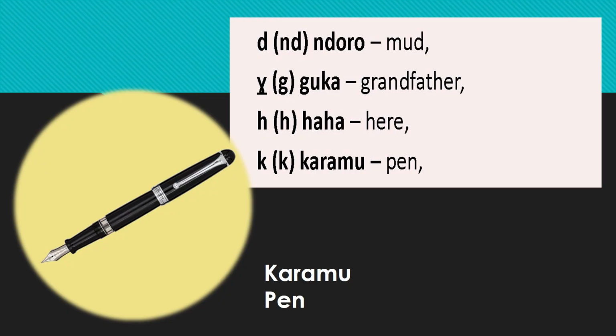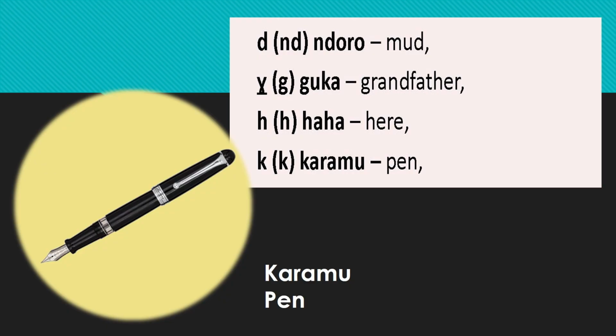G, guka, grandfather. So it's a soft G. Like in the word guka for grandfather. H is a very ordinary H, just as in English. I'll give you an example. Ha, to mean here.